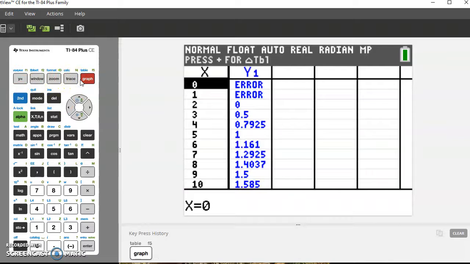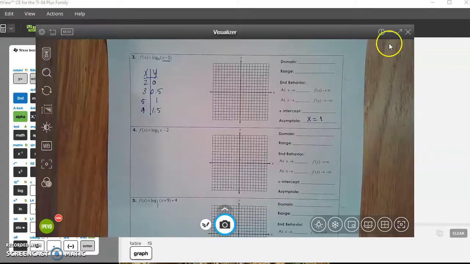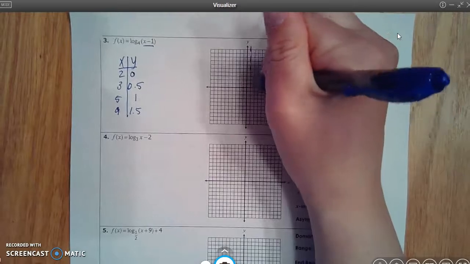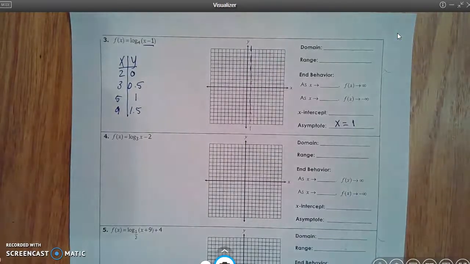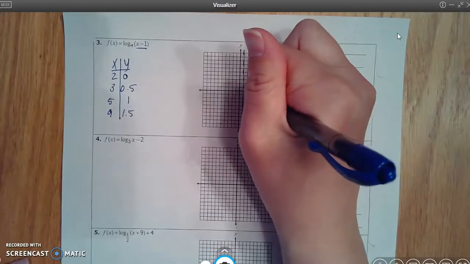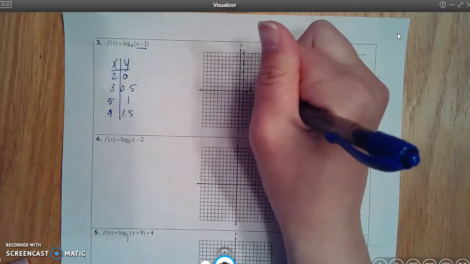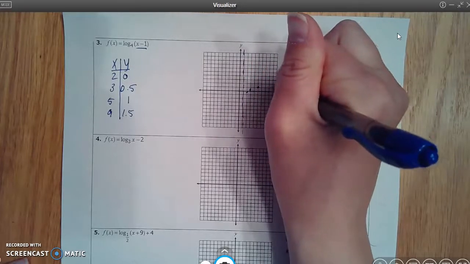Okay, and then I find whole numbers. We have (2, 0). You can easily plot (3, 0.5). I would do (5, 1). And (9, 1.5) is also easy to graph. So those are the points that I'm going to include in my table of values. Okay, so when we're at 1, that means I have a vertical asymptote right here. My first point is at (2, 0), (3, 0.5), (5, 1), and then (9, 1.5).